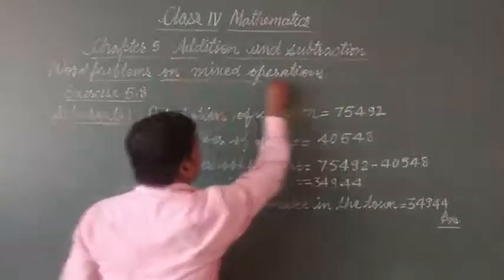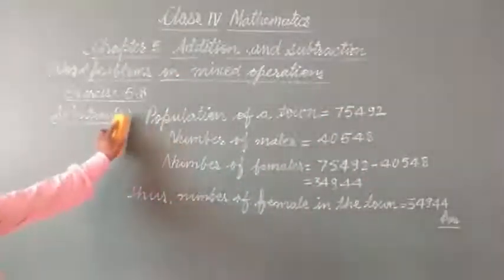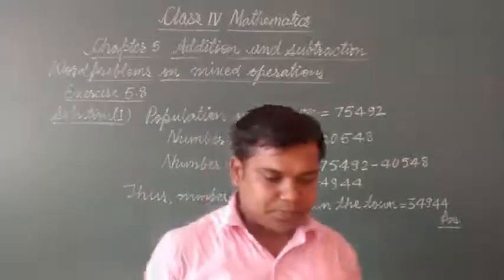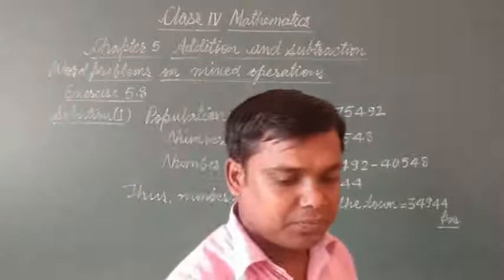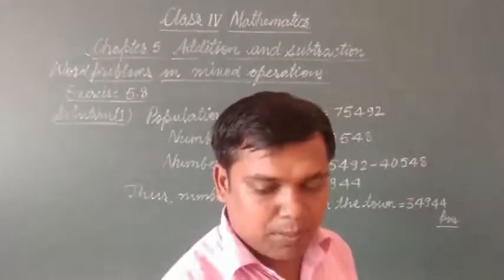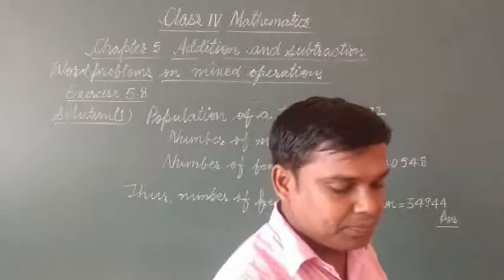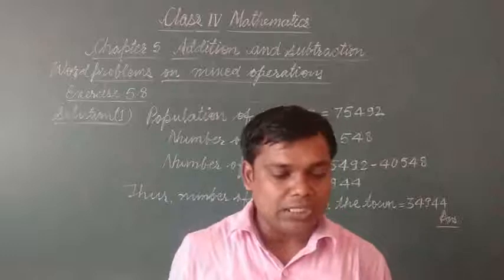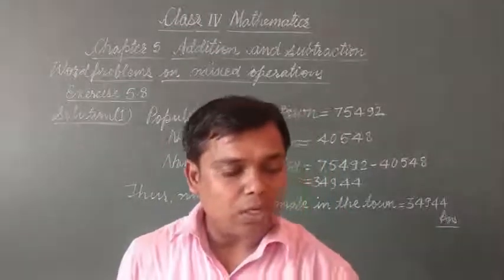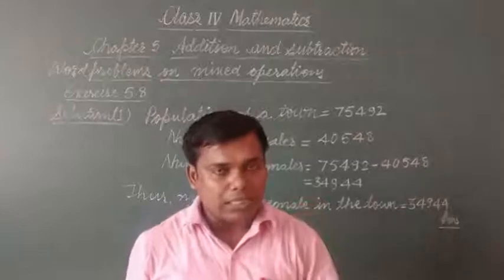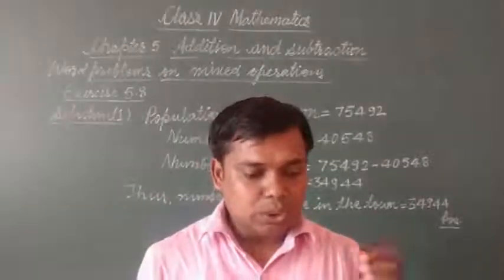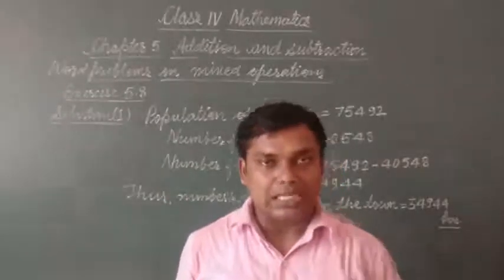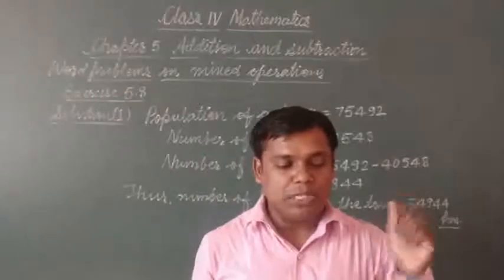So students, you read first question of exercise 5.8. It is written here, the population of a village is 8,000. Out of them 4,430 are men, 2,100 are women, and the remaining are children. Find the number of children in the city.